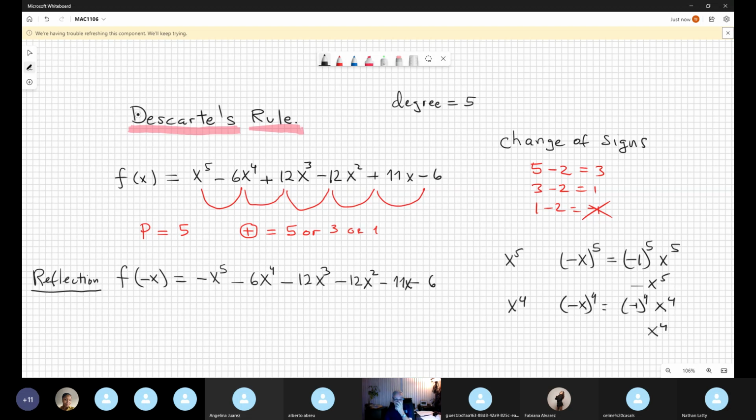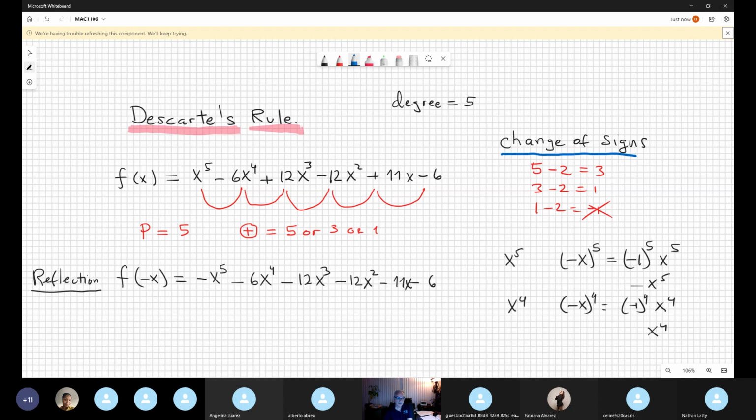To make a reflection is easy. Replace x with negative x. And when it's negative x, it only affects the odd exponents, which change, and the even exponents stay the same. Now I come back to study the chain of sign one more time.